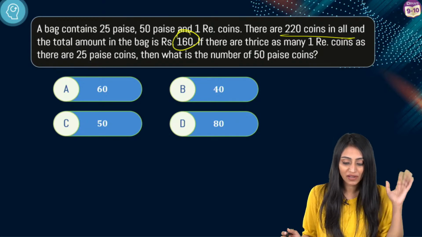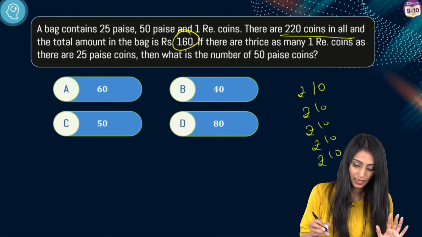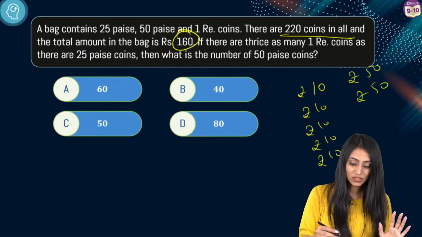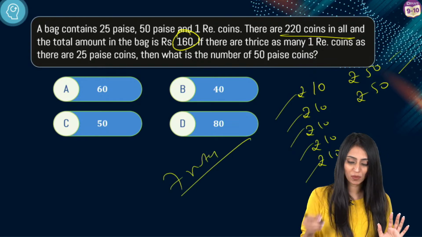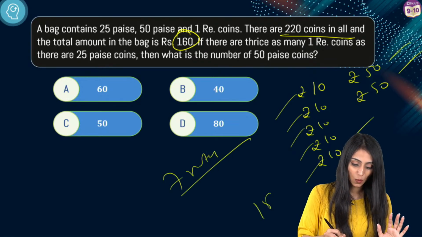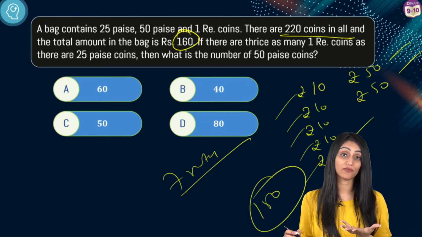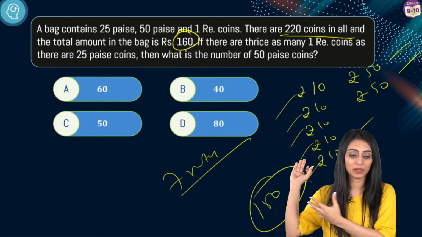Let's say I have got 5 10 rupee notes, and I have got 2 50 rupee notes. In all, how many notes do I have? 1, 2, 3, 4, 5, 6, 7. 7 notes I have. But how much money do I have? 100 plus 50, 150. So it is possible that I have 7 notes, but the amount that I'm having is rupees 150. The same thing is happening in this question.